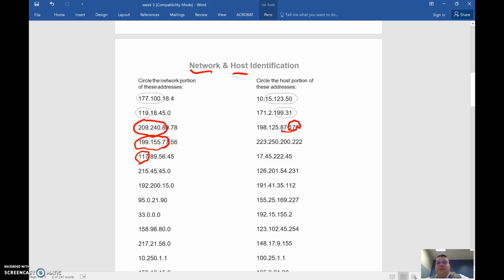The 177 only belongs to the host. 223, well, that starts at the end of our class C, but it's still in our class C, so we just circle the end again. 17, class A, the host portion takes up all the way at the end.